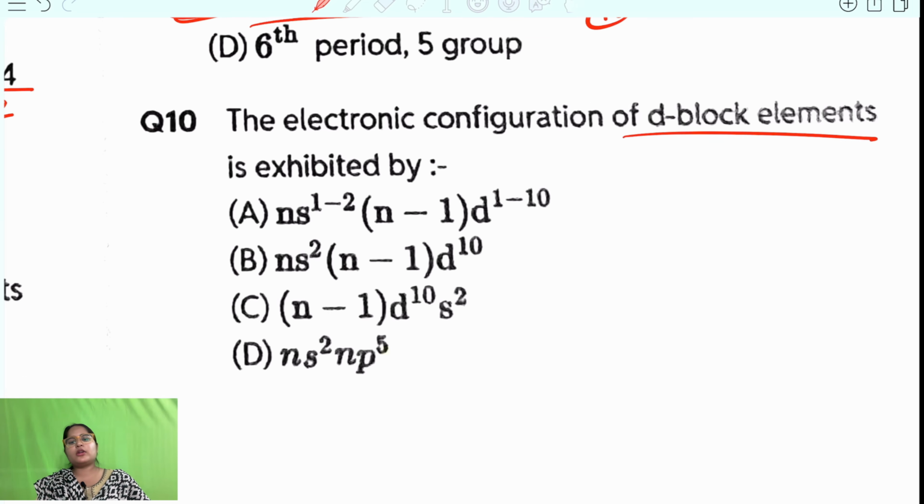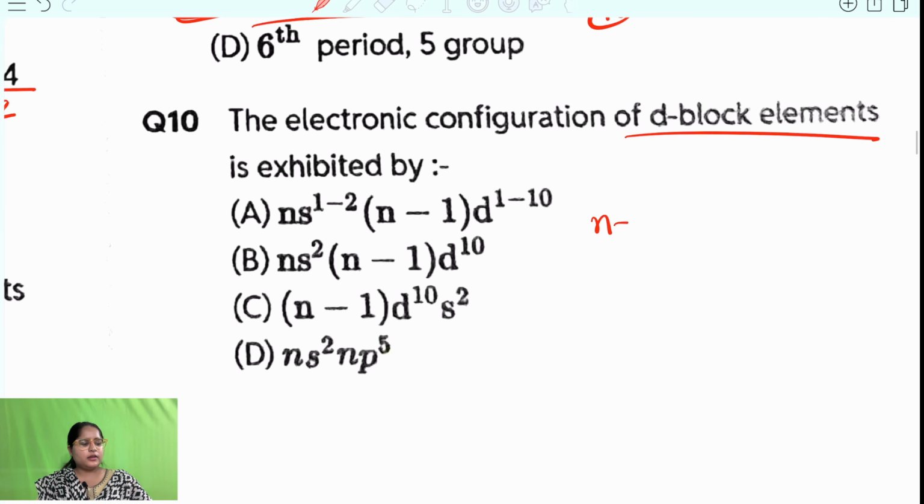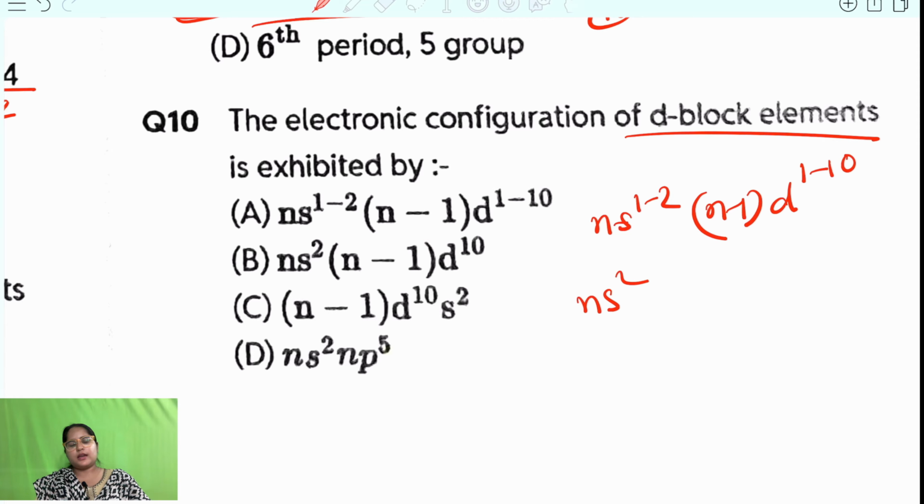Next, the electronic configuration of D block. What is the general electronic configuration of D block? ns 1 to 2, (n minus 1) d 1 to 10. In general ns2, but there are some exceptions like chromium and copper, where we take ns1 to maintain stability. So option number 1 is the right answer.